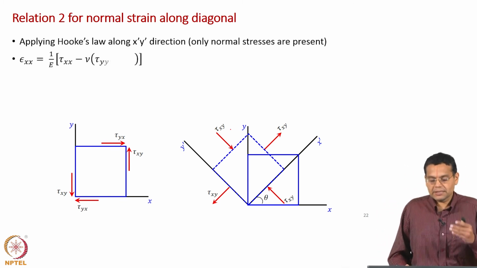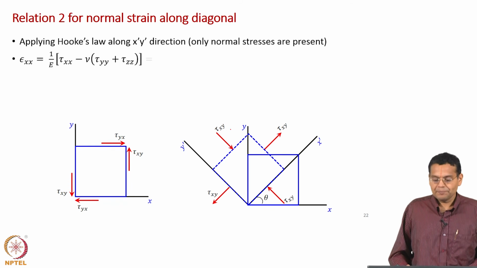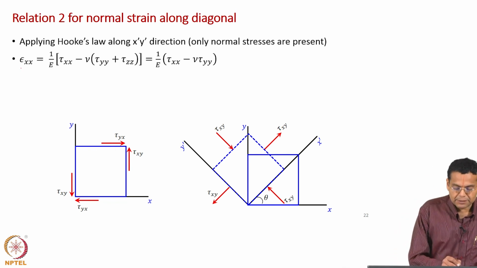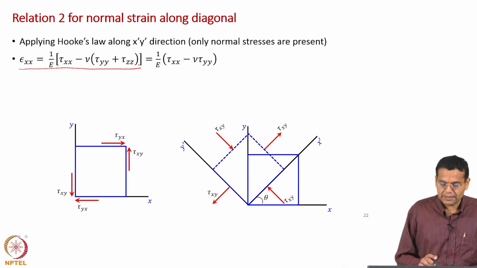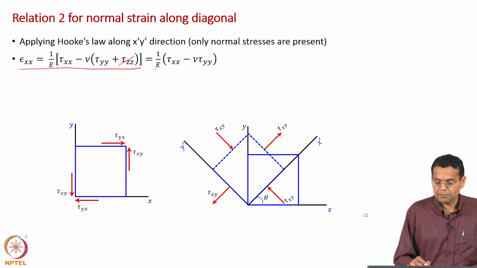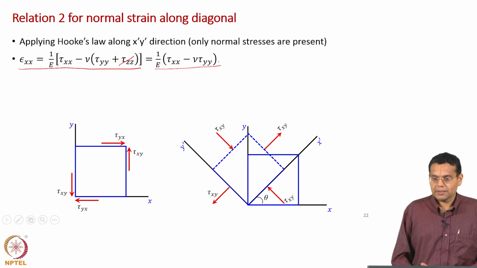Remember we wrote 6 equations for Hooke's law. I am writing here one of the expressions for normal strain along the x direction. This general expression is epsilon xx equal to 1 by E into tau xx minus nu into tau yy plus tau zz. We are considering the 2 dimensional case, so there is no tau zz.